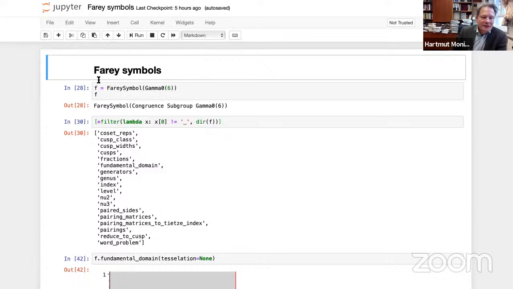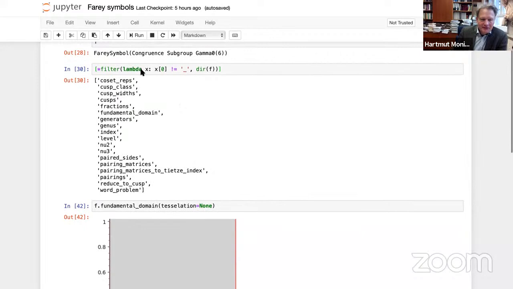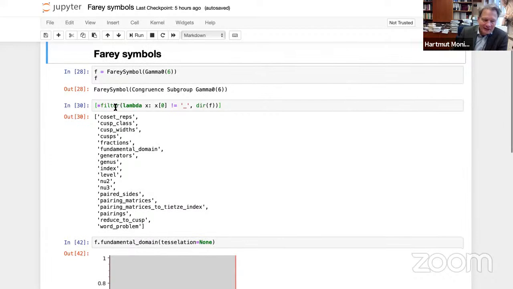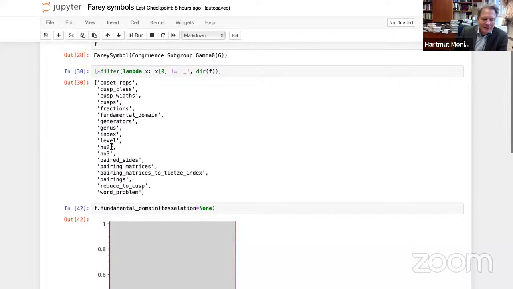So Gamma 0(6) is basically the 2x2 matrices in SL2(Z) of the form (A, B; C, D), with elements A, B, C, D, where C is 0 mod 6. So you see, it's a congruence subgroup of PSL2(Z). If you want to know what any class in Python does, this is the spell you have to write to get all the possible actions you can do on that element. And that is what I just ran through.